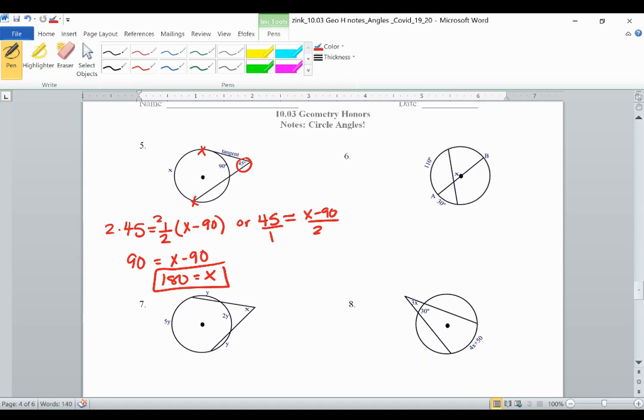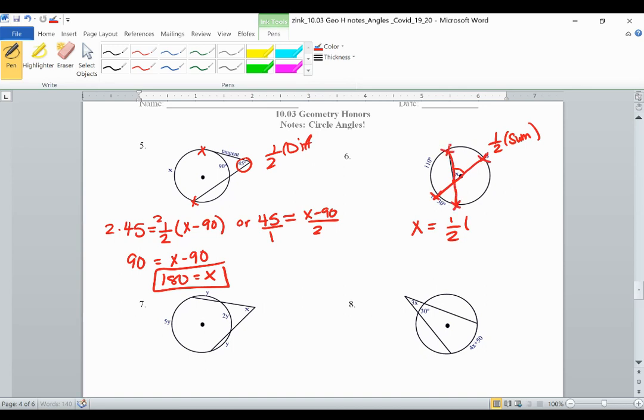Number 6, here's x, here's the center of our circle, but it's not forming an angle. The vertex is not the center, just passing through it. So the vertex is inside the circle, but not at the center. So that's going to be half the sum. This one was half the difference; here we're going to do half the sum. So x is equal to half of, and here's where it hits.